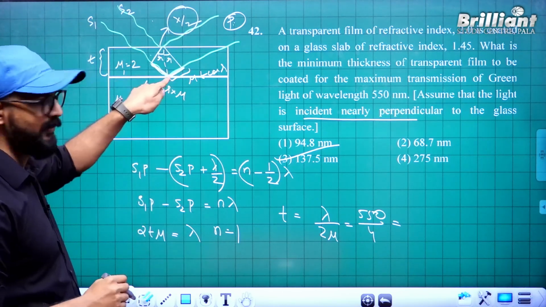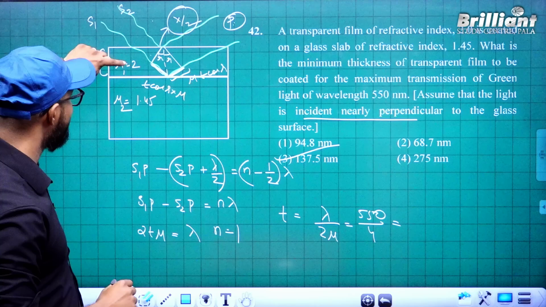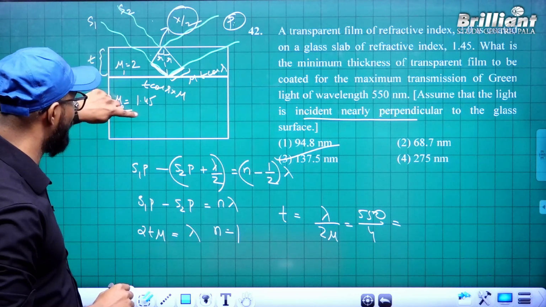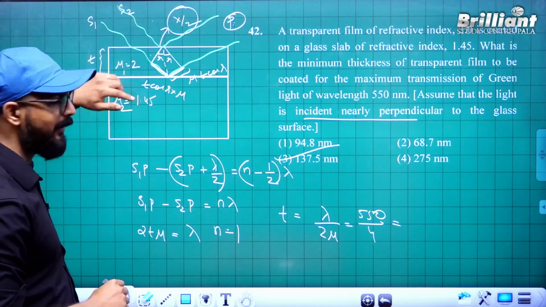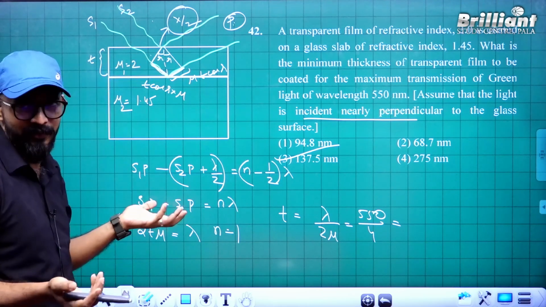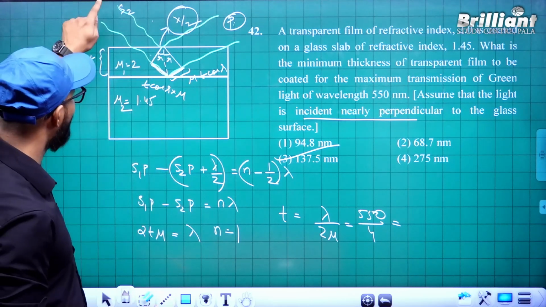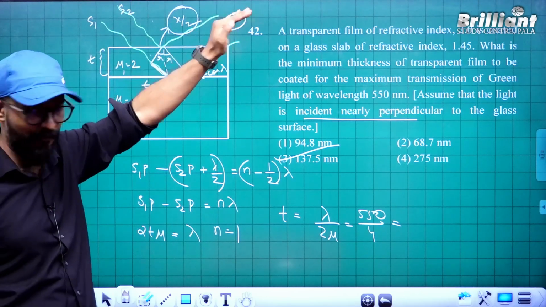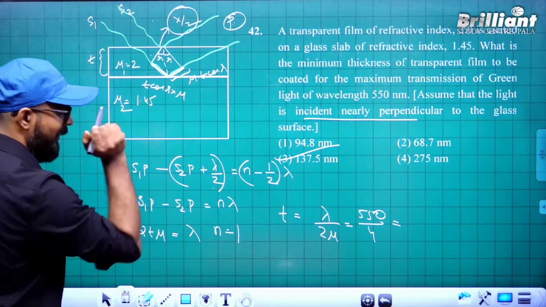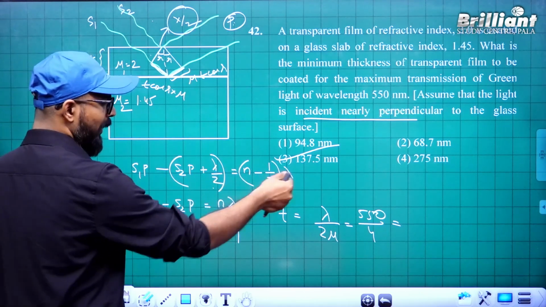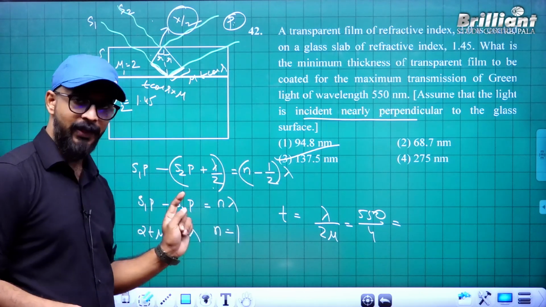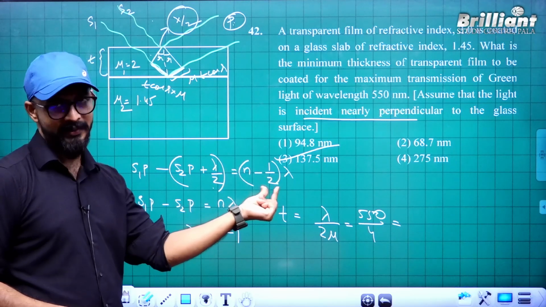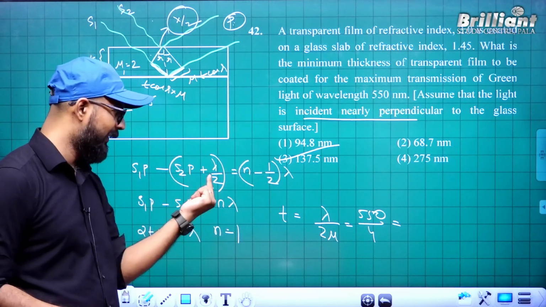Here there is no path difference. Why? Because you can see it is 2 and this is 1.45, denser to rarer. Light travels from denser to rarer, no path difference is introduced. But if the wave is traveling from rarer to denser, it will introduce a path difference of lambda by 2, and that has been included over here, and that is equal to n minus half lambda. I have already explained why we are choosing minus half lambda over there, so that we can cancel these off.